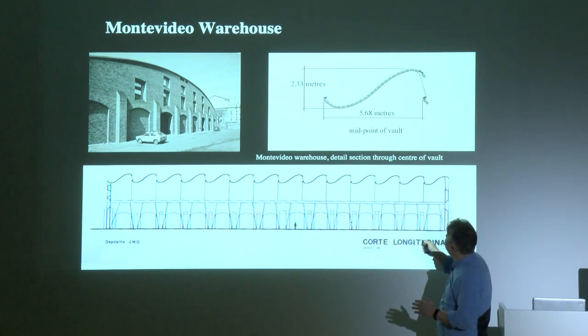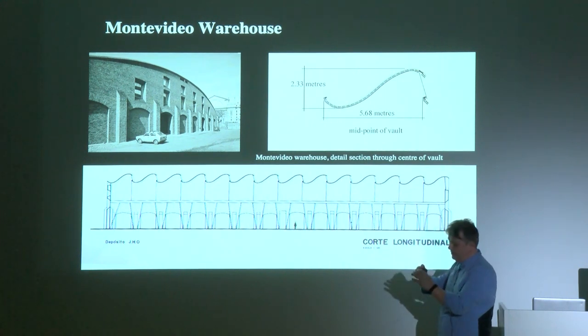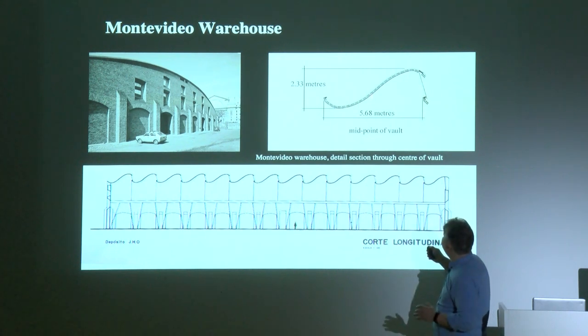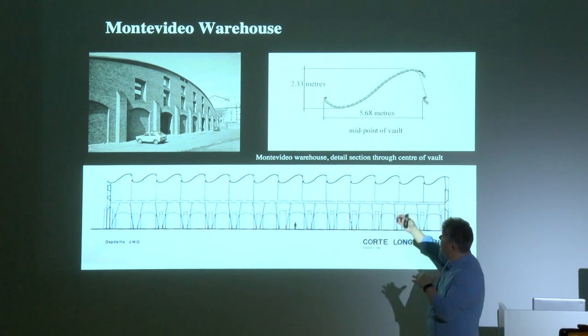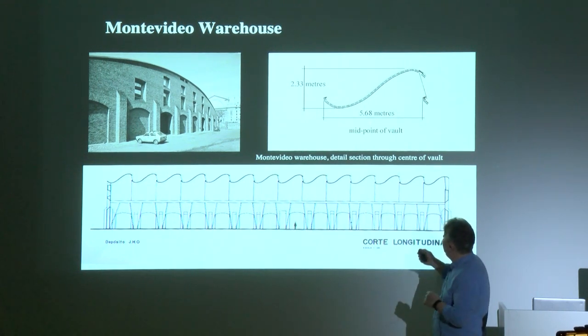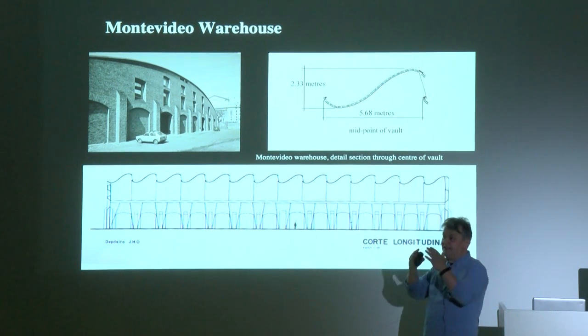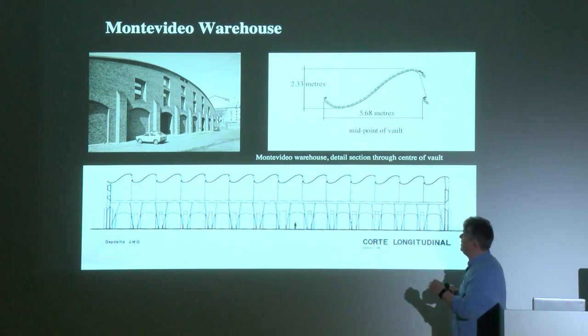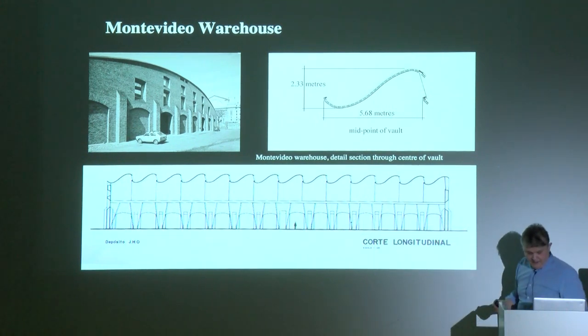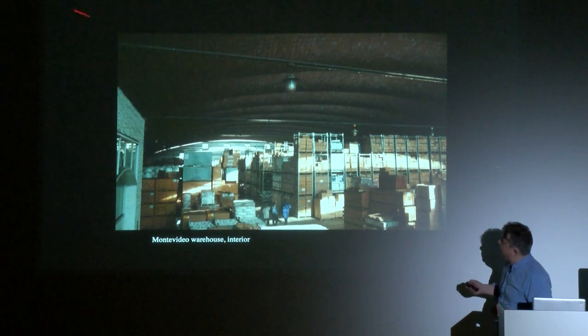And then at the center of the vault, this is the construction. It's using a hollow clay pot as the brick. And again, this is about 13 or 14 centimeters in thickness, but it's spanning 50 meters. And this undulated form gives it tremendous resistance against buckling. And we've done some work on this as well using some computer modeling, and we've checked that.